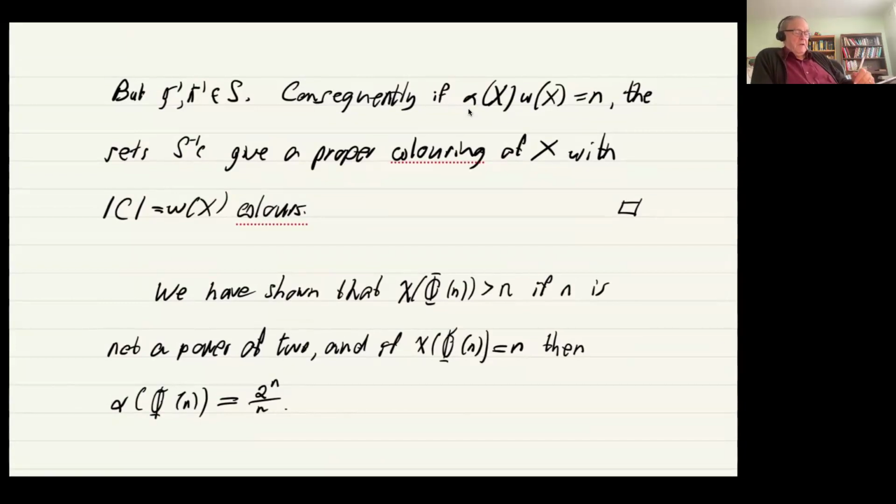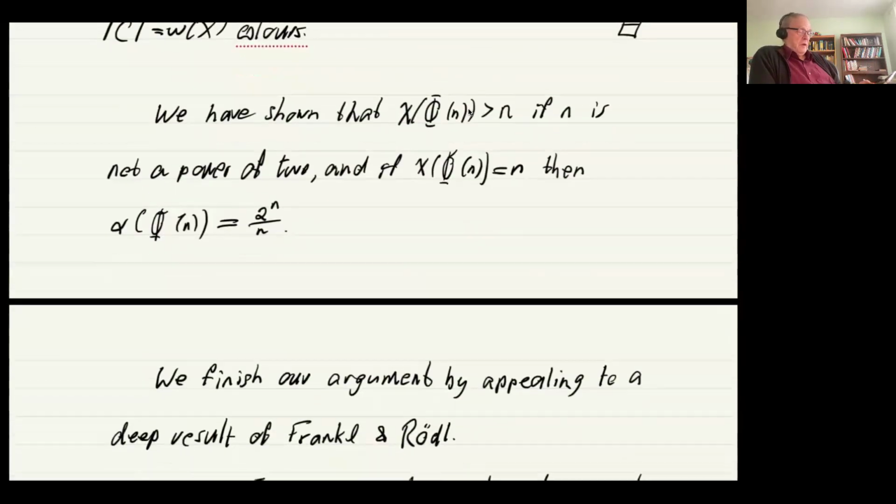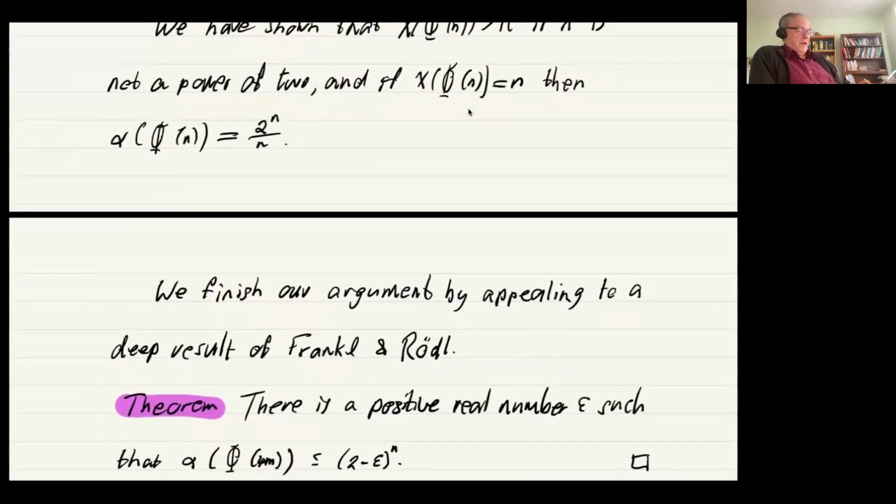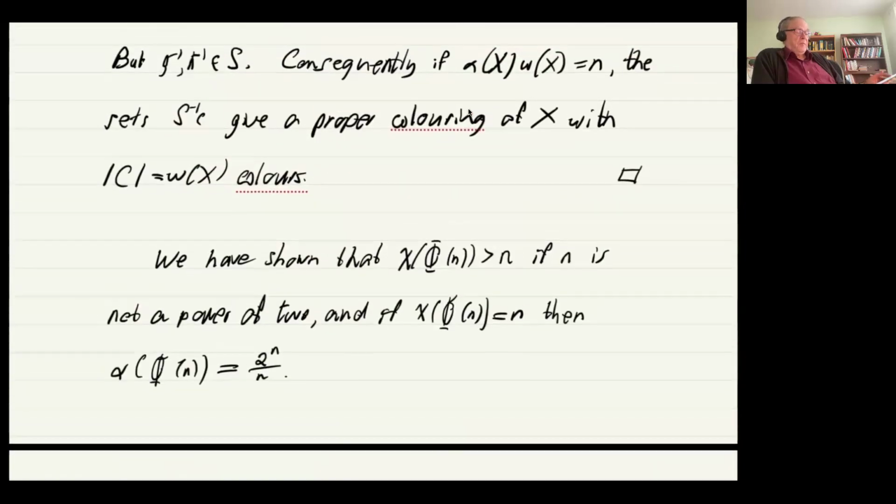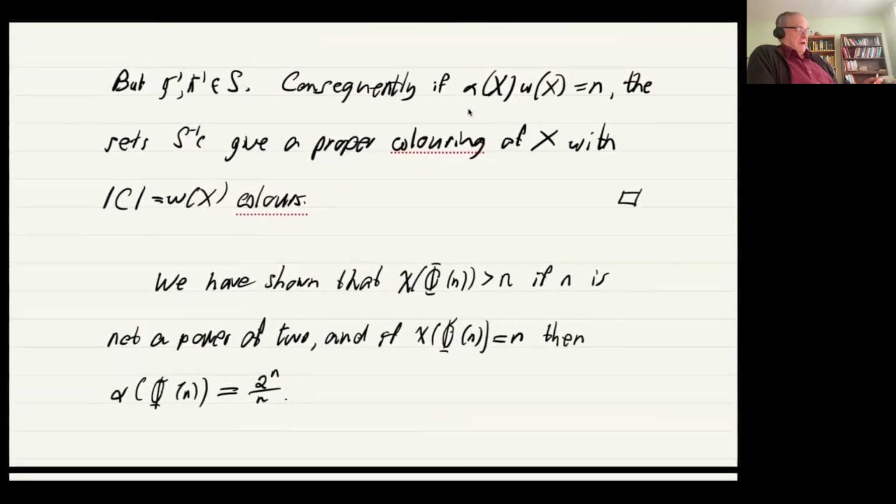So it follows, as shown, that the chromatic number of phi n is greater than n if n is not a power of 2 but divisible by 4, and if the chromatic number of phi n is n, then the independent set has size 2 to the n on n, where n is necessarily a power of 2. Now, to finish, the only way I can get chromatic number n is to have alpha of this size. My cliques have size n, so if I'm going to get chromatic number n, the co-cliques have to be this size.